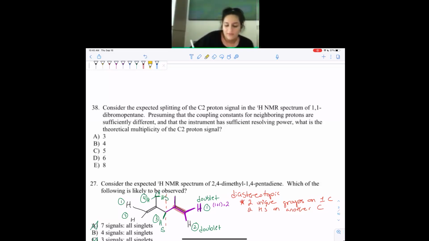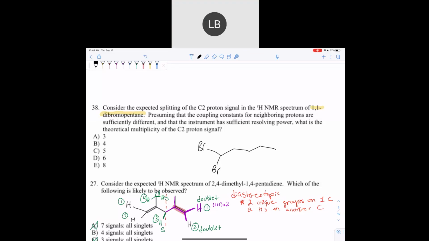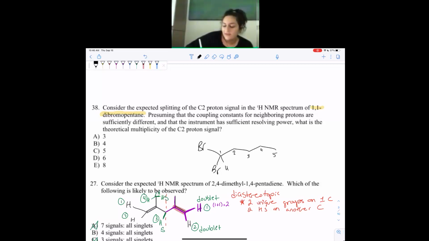So, first of all, 1,1-dibromopentane. Was everyone able to draw that out? We'll draw it together just in case. So pentane, 1, 2, 3, 4, 5. So it's 1,1-dibromo. And I heard someone saying something about a chiral center. What was that all about? If you look at carbon two, it's a potential chiral center. Cool.